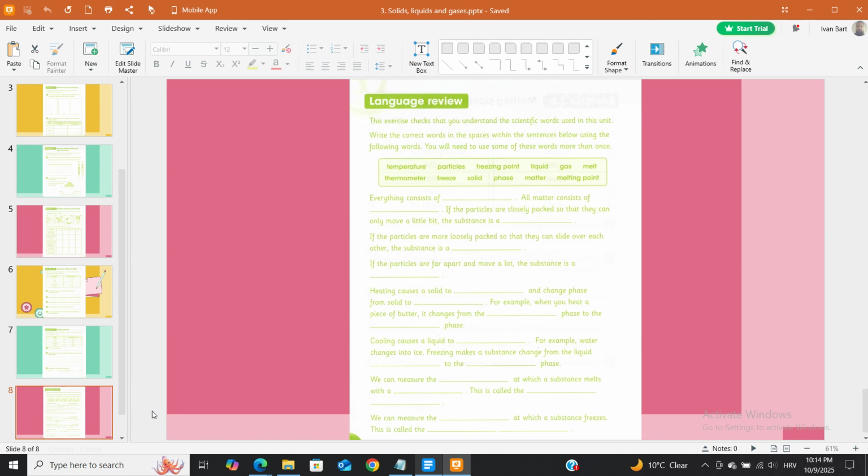Heating causes a solid to melt and change phase from solid to. For example, when you heat a piece of butter, it changes from the phase to the phase. Cooling causes a liquid to. For example, water changes into ice. Freezing makes a substance change from the liquid to the. We can measure the with a. This is called the phase at which a substance melts. This is called the at which a substance freezes.